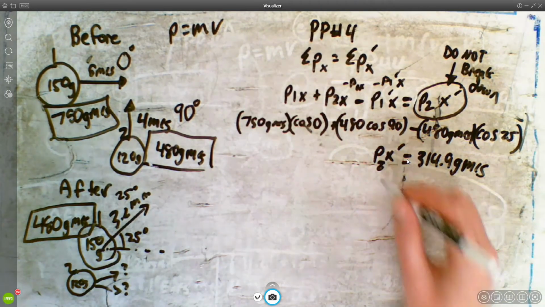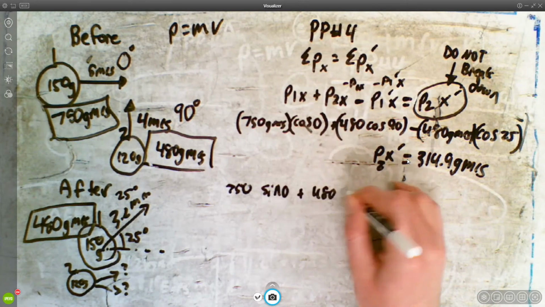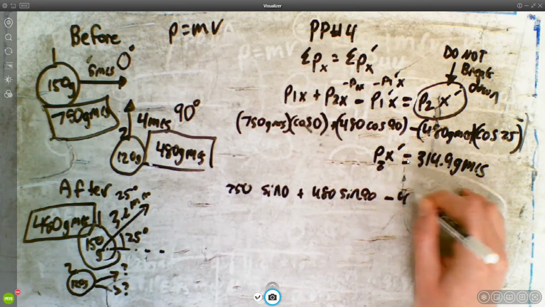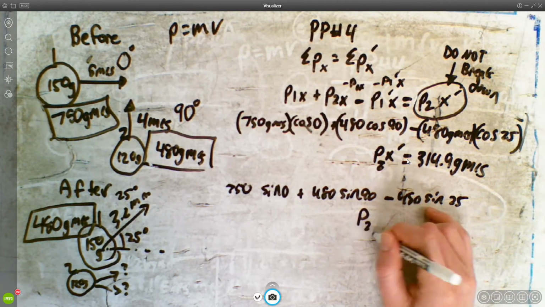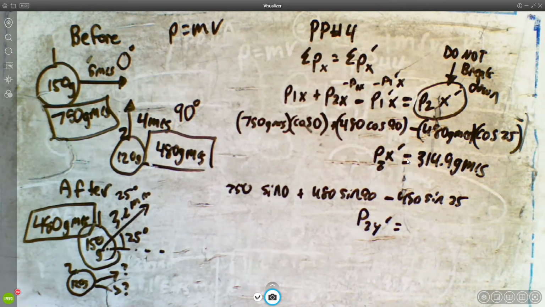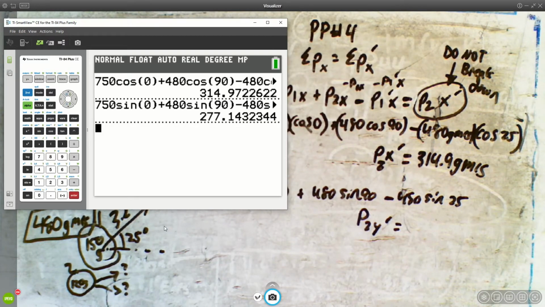is because now when we want to find the y, we just go 750 sine of 0 plus 480 sine of 90 plus minus 480 sine of 25, right? You just do the exact same thing, but sines to find it in the y. So now that I've already typed it into my calculator all in one step, I just go second enter. It'll type in the last thing I just typed in. I switched all my coses to sines. Switch this to a sine. Just highlight over the C. There we go, push sine. Switch it all to sines, and we get 277.14.